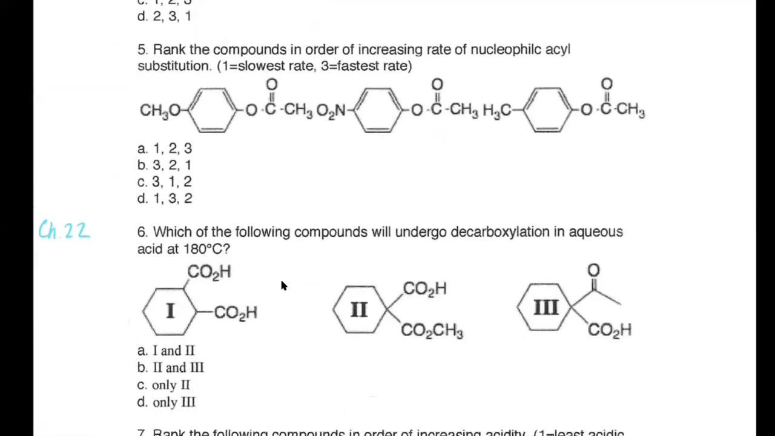Now let's see what we have going on here. It wants us to rank the compounds in order of increasing nucleophilic acyl substitution. Nucleophilic acyl substitution is a type of reaction that occurs with your carbonyl compounds. In order for it to be nucleophilic acyl substitution, as opposed to nucleophilic addition, you're going to want to have a leaving group connected to that carbonyl that is stable enough on its own that it would be able to be pushed off.